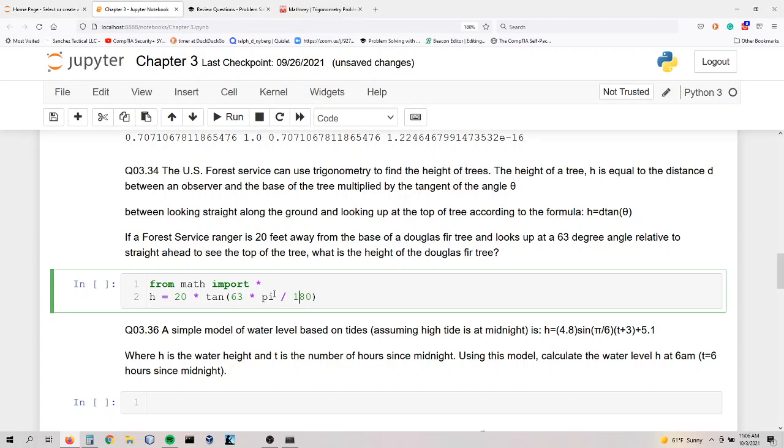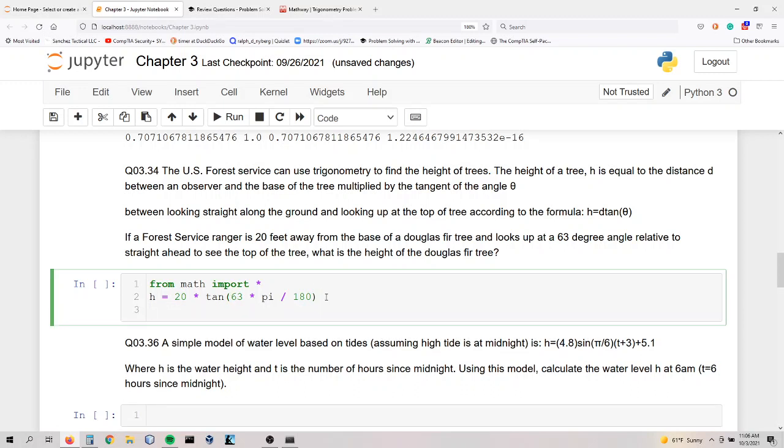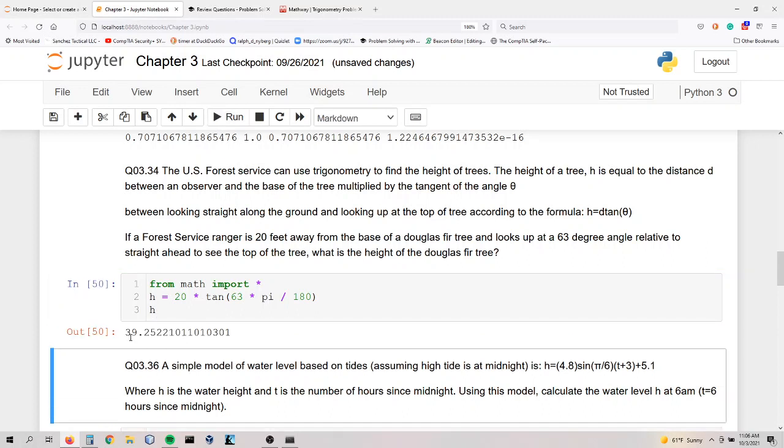If you don't remember how to convert something to a radian yourself, it becomes 63 times pi over 180. So 63 degrees over 180 degrees means that the degrees are going to cancel each other out, and that really is the conversion right there. That's what turns it into radians. So for whatever reason, I wasn't getting the right answer until I did this conversion, which gives the height of the tree as about 39.25 feet.